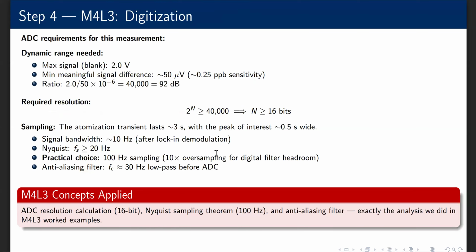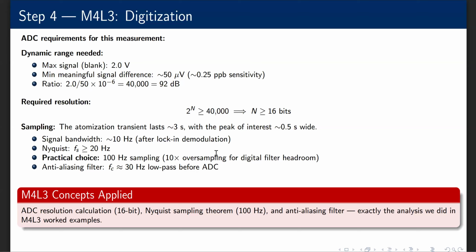Okay, the next one is digitization, so the ADC requirements for this measurement. First, the dynamic range requirement. Our maximum signal is 2 volts. The minimum meaningful signal difference corresponds to about 0.25 ppb sensitivity, which translates to 50 microvolts. So the ratio is 40,000 to 1, or about 82 decibels. To cover 40,000 levels, we need 2 to the n greater than or equal to 40,000, which means at least 16 bits are required. So a 16-bit ADC is the standard choice.